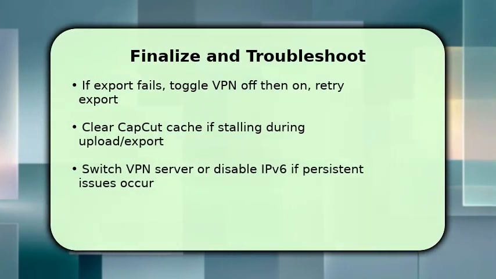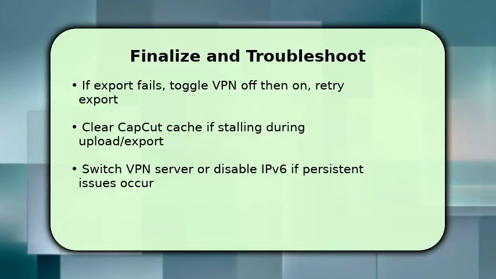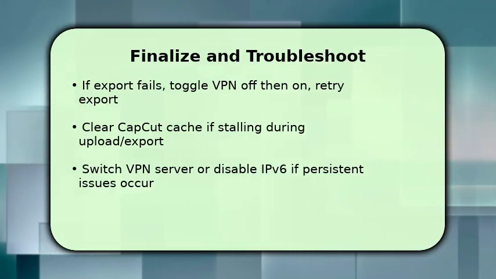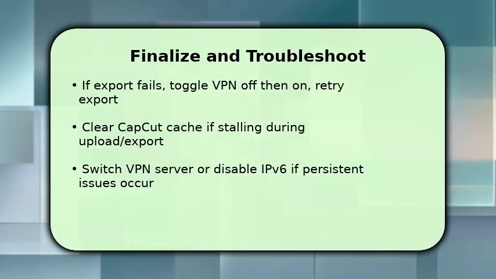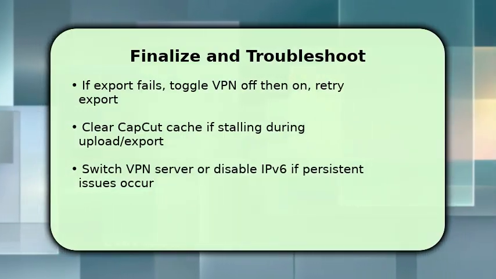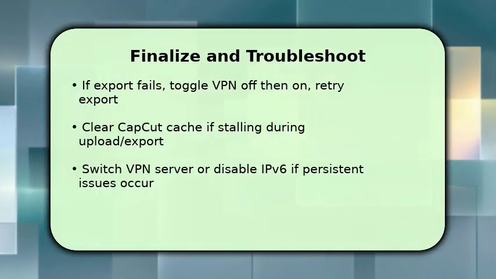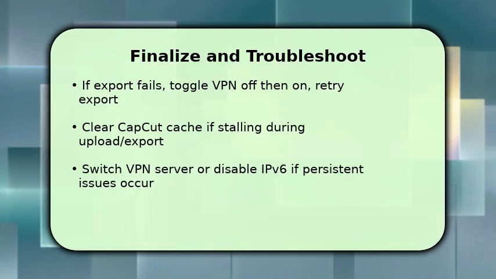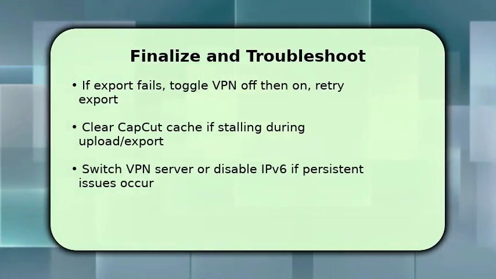If you see failures, first toggle the VPN off and on, then retry the export because sessions sometimes need a reset. If problems persist, clear Capcut's cache and retry, since cached corruptions can block uploads. As a last step, switch to a different VPN server or disable IPv6 in your device settings. Often protocol or IPv6 routing causes stubborn connection issues.